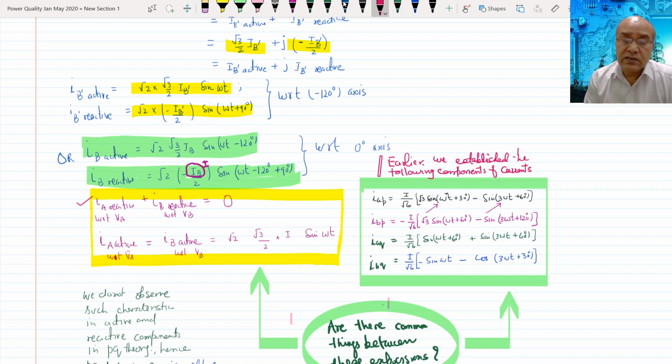And similarly we can find for phase C, but right now the current in phase C equals 0, and therefore the phase C current components are 0.